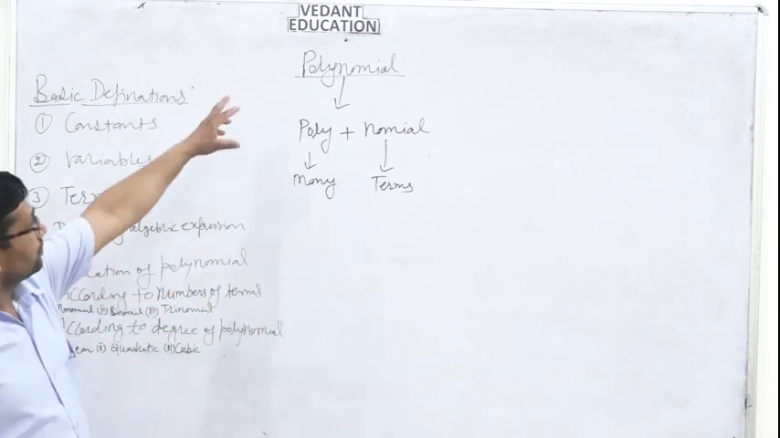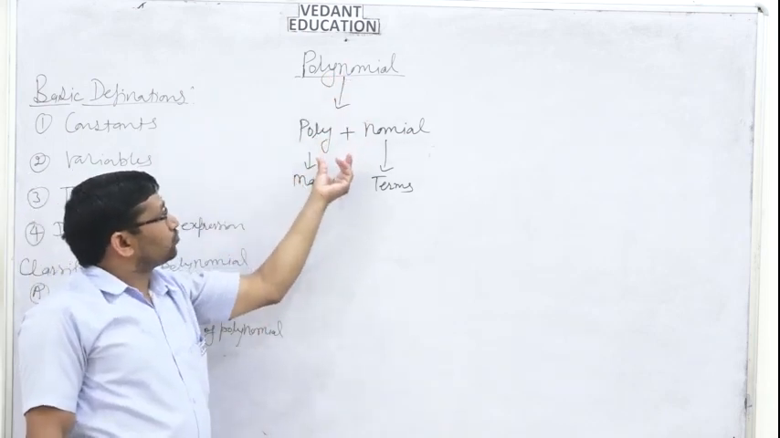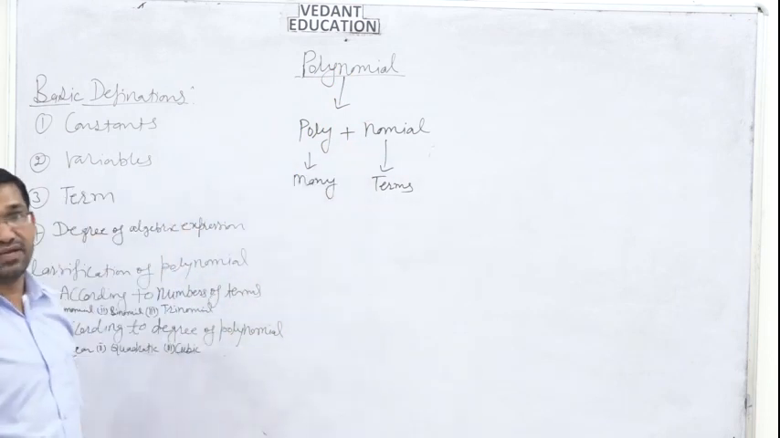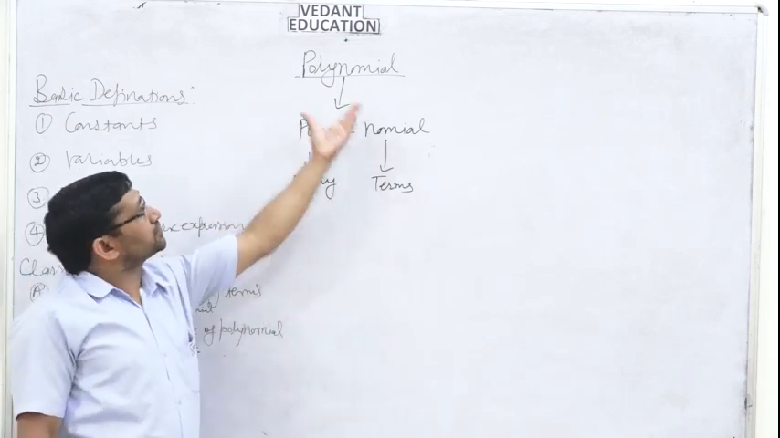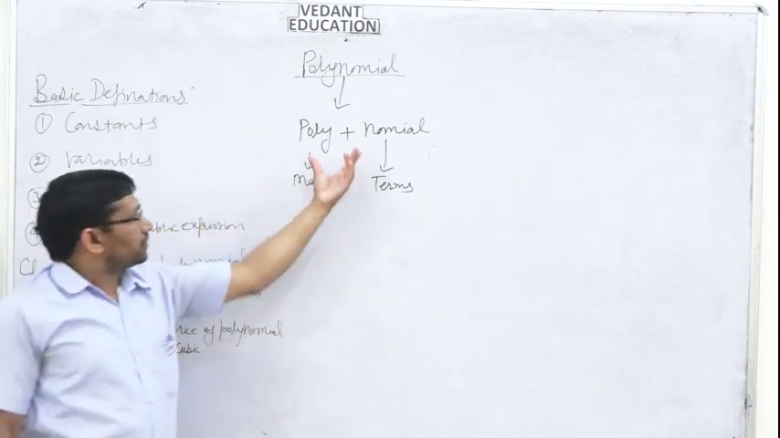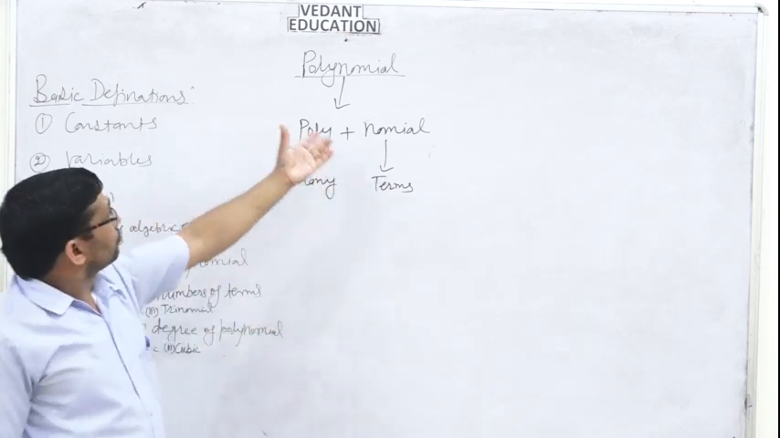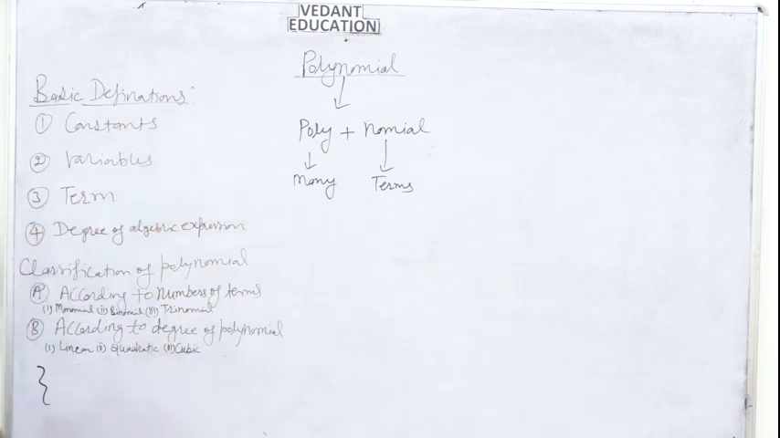So polynomial is the English word which is made by two Greek words. First is poly and second is nomial. Poly means many and nomial means term. It means polynomial is the collection of many terms, in simple words. Now, first we study some basic definitions related to polynomials.